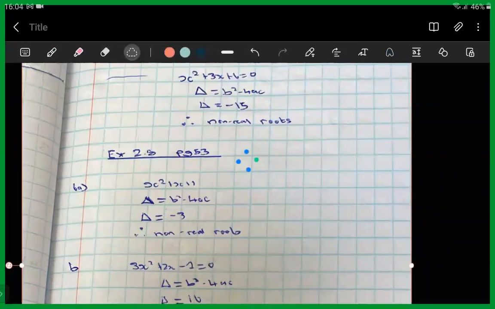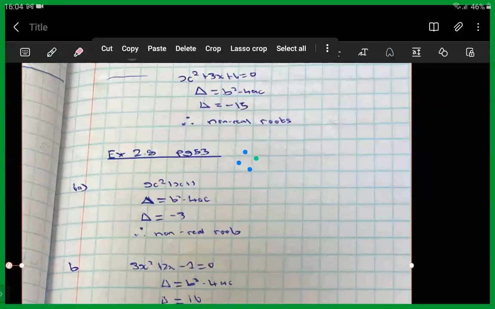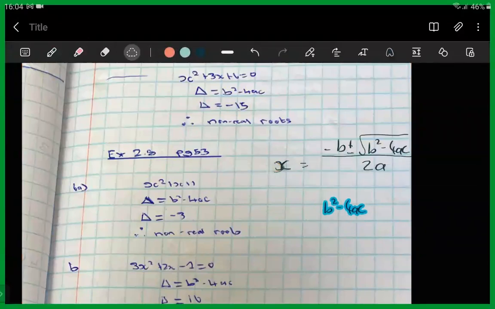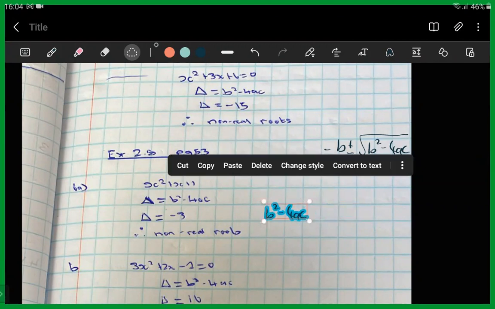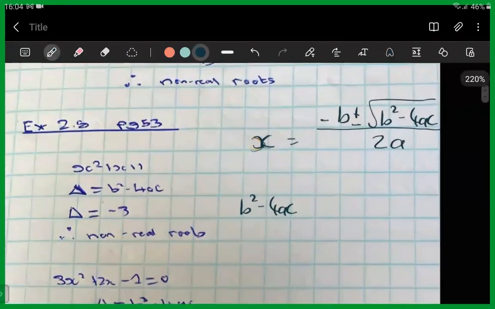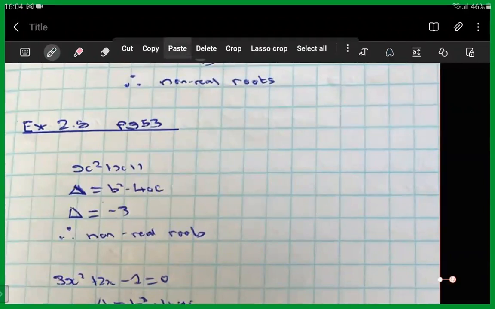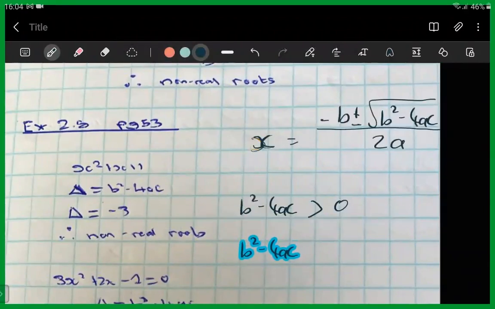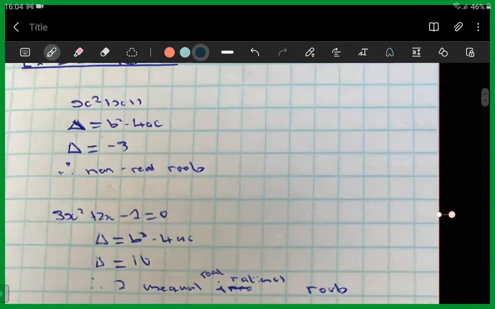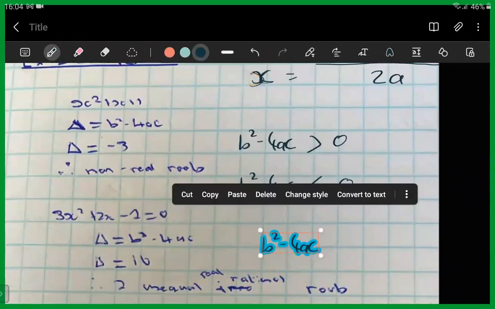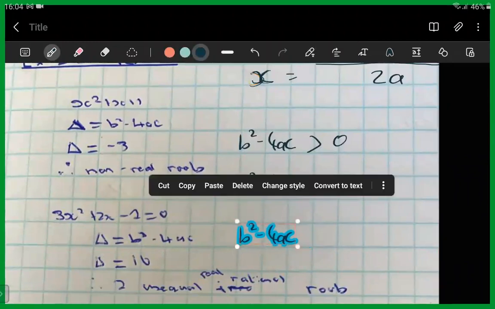So that's why when you deal with nature of roots, you will have to be careful, because this value can be one of three things. It can be a number that is bigger than 0. It can be a number that is smaller than 0. And then lastly, it can be a number that is equal to 0. One of three things.